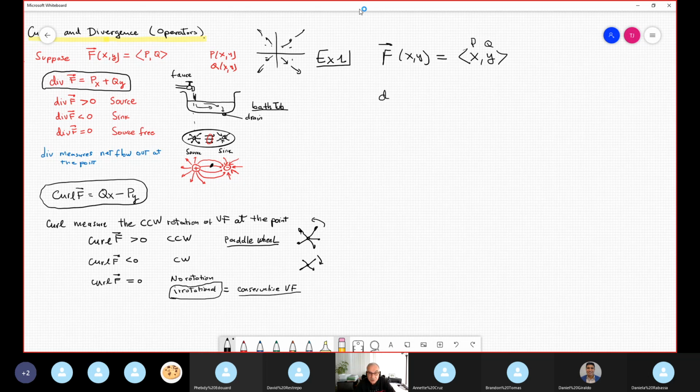In order to find the divergence, this is my formula: partial derivative P with respect to x plus partial derivative Q with respect to y. Partial derivative P with respect to x is 1. Partial derivative Q with respect to y is 1. So 1 plus 1 is 2. So that means this vector field at any point has positive divergence. So this point is a source.